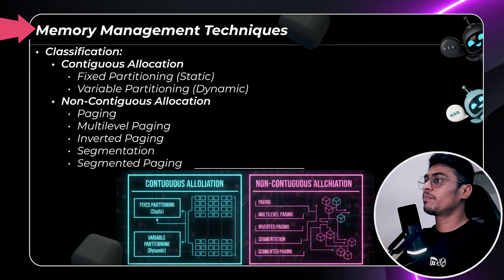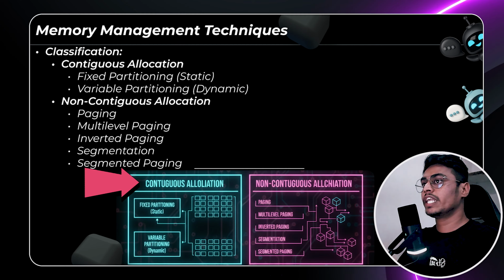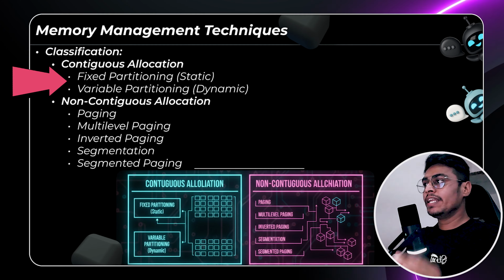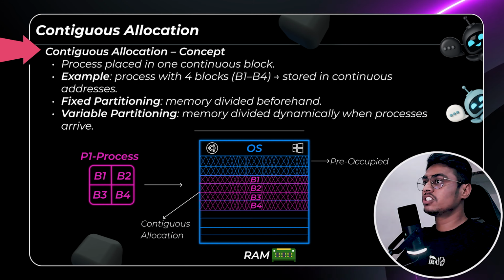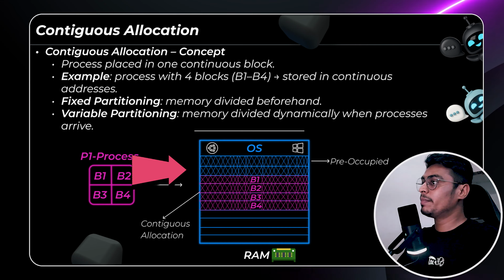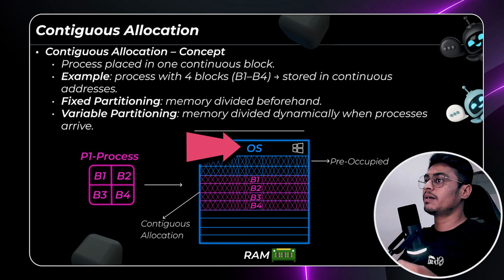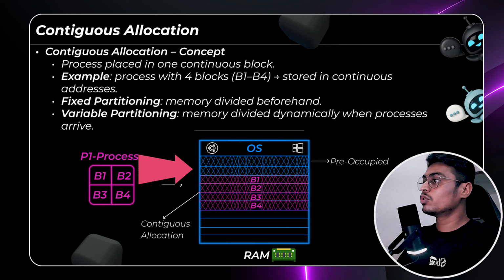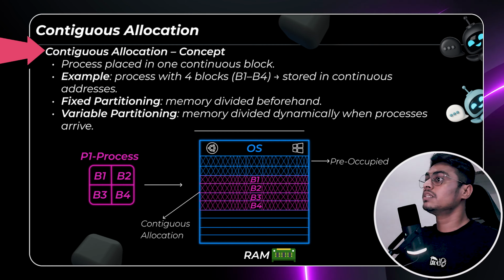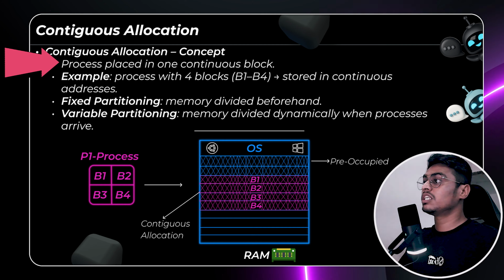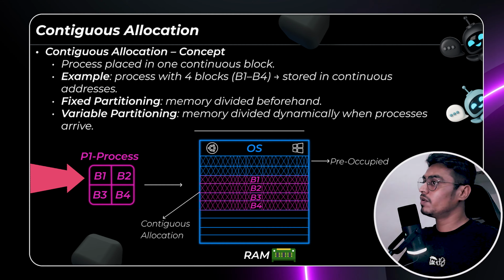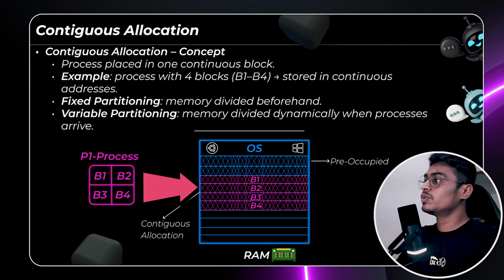Memory management techniques are broadly classified into two types: contiguous and non-contiguous memory allocation. In contiguous allocation, we have fixed partitioning and variable partitioning. Let's understand the basic concept. We divide RAM into memory blocks or partitions. When a process comes, we place the entire process in a particular block. Since the operating system occupies some RAM area first, we use the remaining portion for processes to achieve a high degree of multiprogramming. Contiguous memory allocation means providing contiguous memory addresses to a single process. If a process has 4 blocks B1, B2, B3, B4, we provide contiguous address allocation.